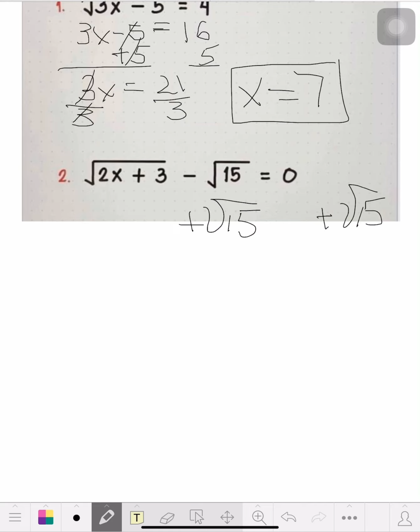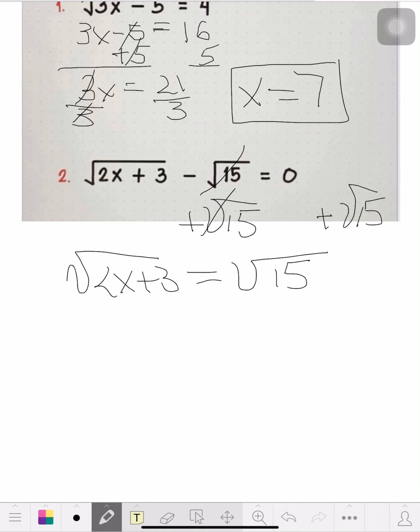Okay? So hey, what happens here? These two cross each other out, right? We come down, we got the square root of 2x plus 3 equals the square root of 15. Now, how do we get rid of the square root signs? Remember, we just did it, okay? You square both sides. So we square this side, and we square this side, because when we do to one, we got to do the other. What happens here? We cross these out. We get rid of them. That was easy, okay? So now we come down with 2x plus 3 equals 15.